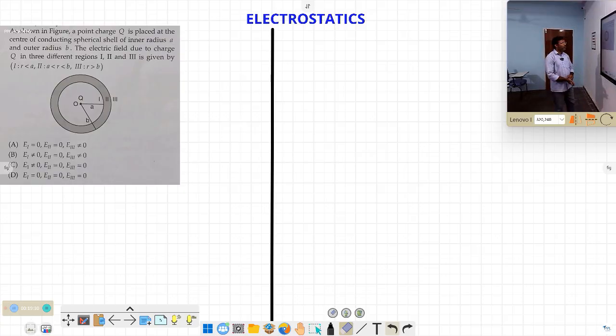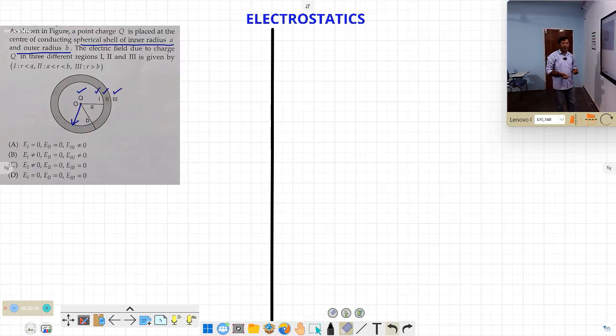Now this question is related to the electric field in the different regions of a sphere, the concentric spheres concept. In this case, a charge capital Q is given in the two spheres, that is, the inner radius of the sphere is A and the outer radius of the sphere is B, placed at a conducting spherical shell of inner radius A and outer radius B. The electric field due to the charge Q in the first region, second region, third region. What is the electric field intensity they are asking?